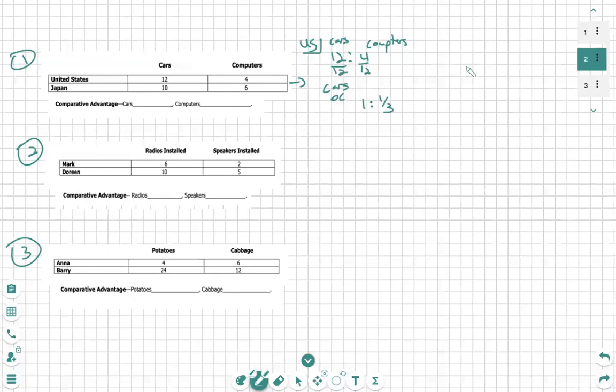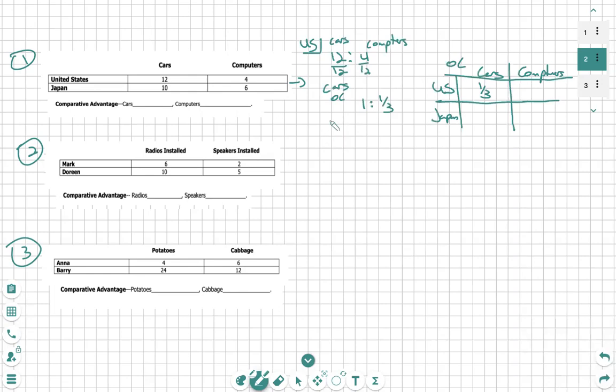We're going to create an opportunity cost chart over here. US, Japan, cars, computers, and there we go. At this point, we can write 1/3 there. Opportunity cost for making 1 car is 1/3 of a computer.